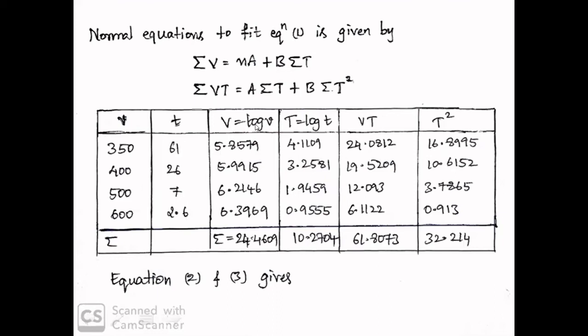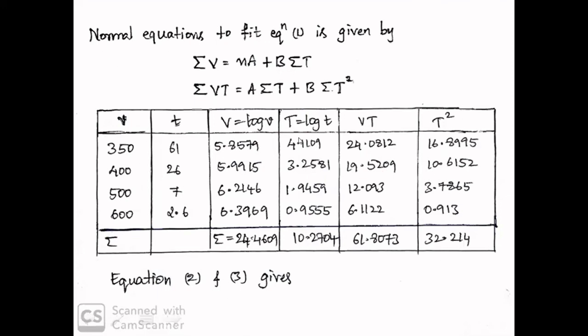We have taken the given data of v along the first column and given data of t along the second column. Next is V, which is given by log v. Log 350 is 5.8579. Similarly, log 400 is 5.9915 and so on. Next, coming to the fourth column, capital T is log t. Here we have the t values; take log of these values. Log 61 is 4.1109. Log 26 is 3.2581 and so on.